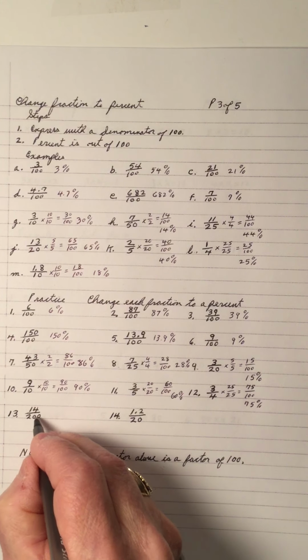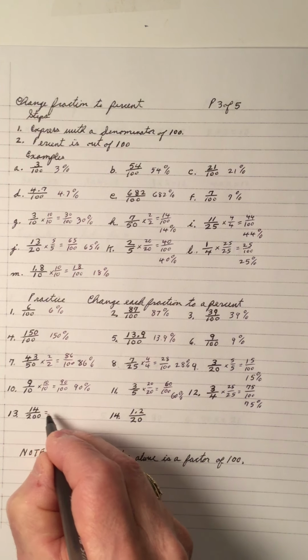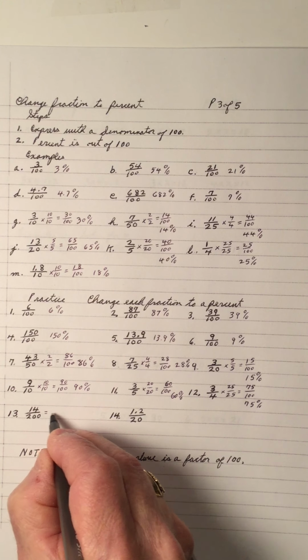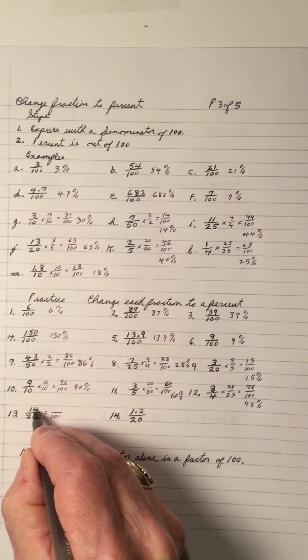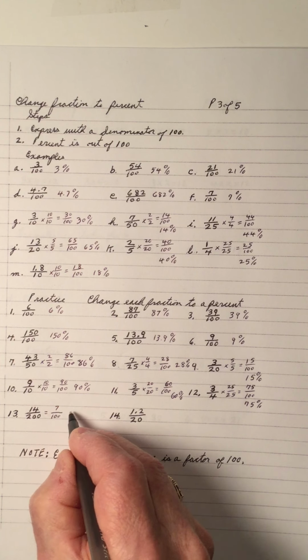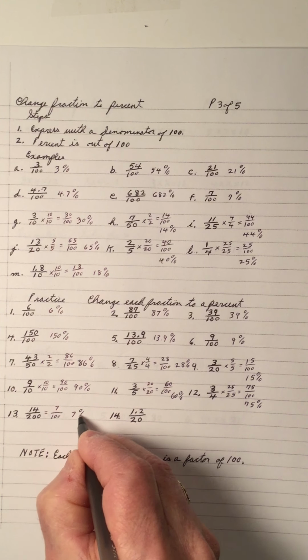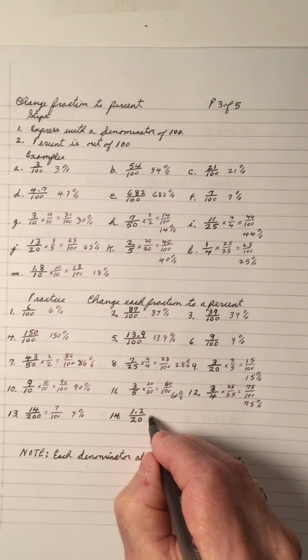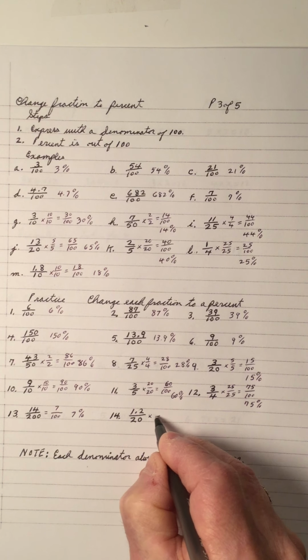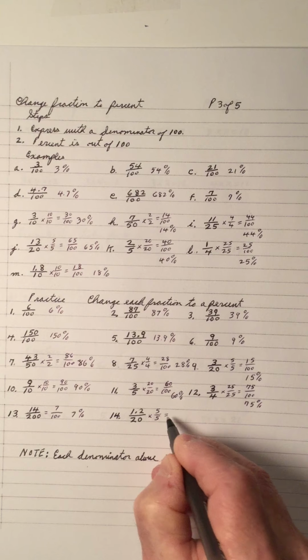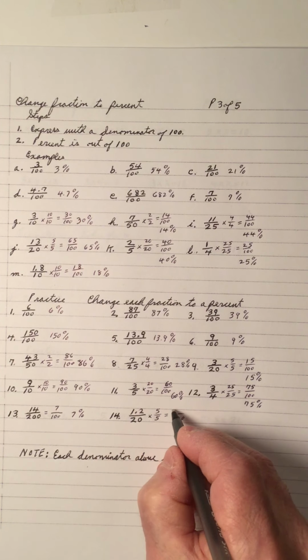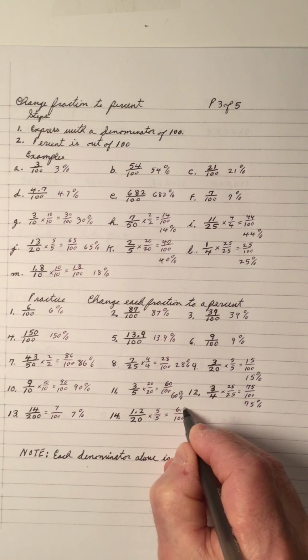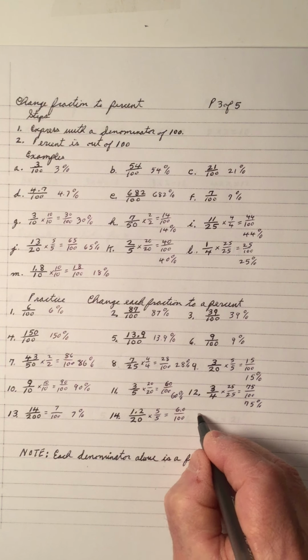75%. 14 out of 200. So if I reduce it down by dividing by 2, 200 divided by 2 is 100. 14 divided by 2 is 7. 7 over 100 is 7%. I have a 20, so I multiply by 5, top and bottom. 20 times 5 is 100. 12 times 5 is 60, so 6.0, so that's 6%.